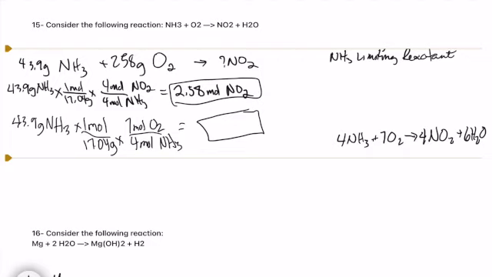And again, we are making sure that we're crossing out all of the units that we don't want, so we did end up with moles of O2. In this case, we have used 4.42 moles of O2. That's how many we needed, how many we used.